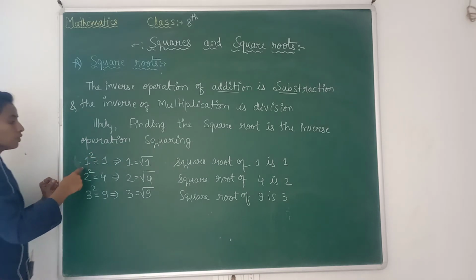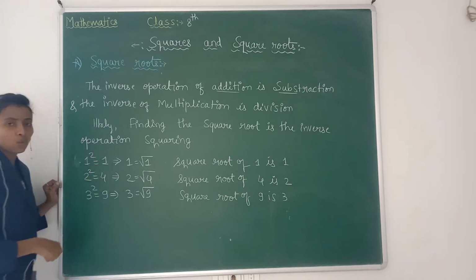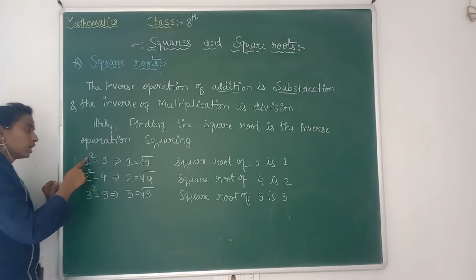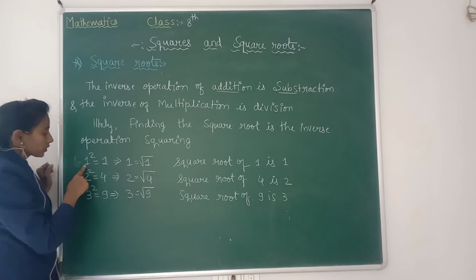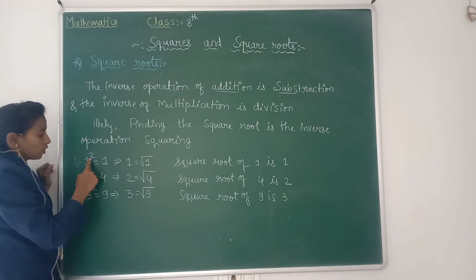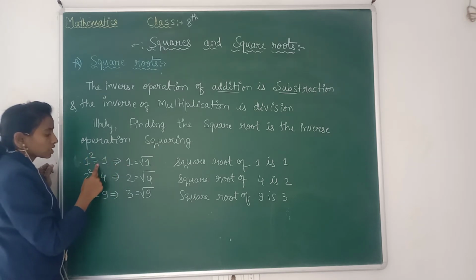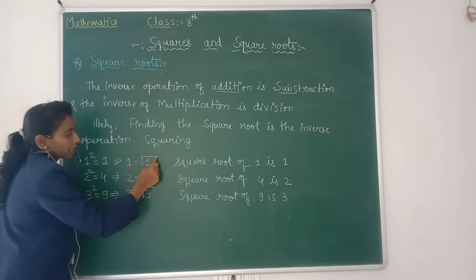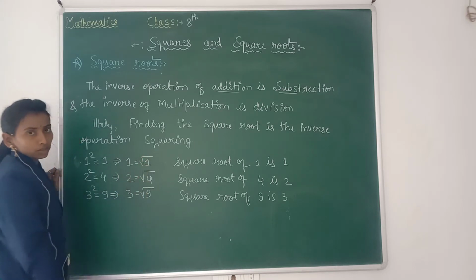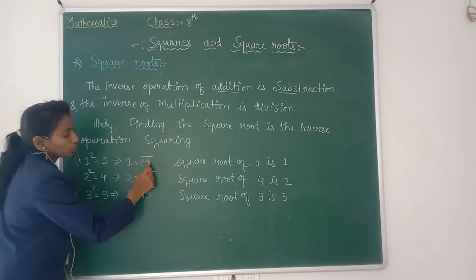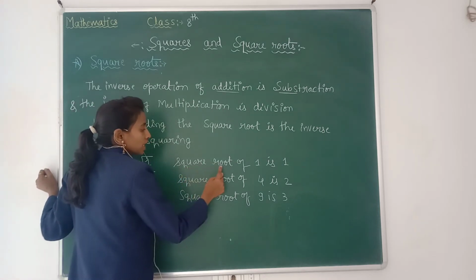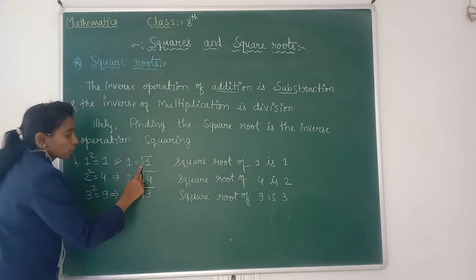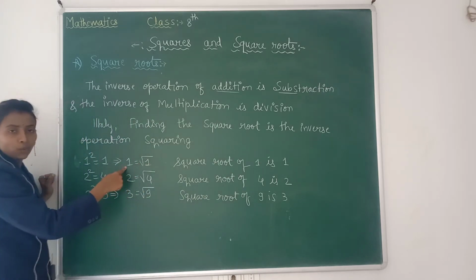So here 1 square is equal to 1. When you square 1, you get the result 1. So keep 1 as it is. When the square crosses the equal sign, it takes the square root symbol. So 1 is equal to the square root of 1. How do you write it in letters? Square root of 1 is 1.